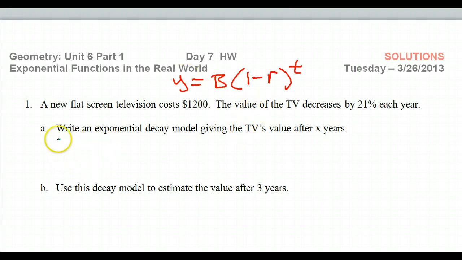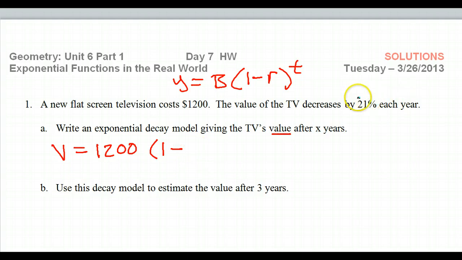Now, I'm going to use other variables. Since we're talking about the value of a TV, then I'm going to use V. Okay, this b is the beginning amount. The beginning value here is $1,200. So that goes here. Next, we have 1 minus the rate.